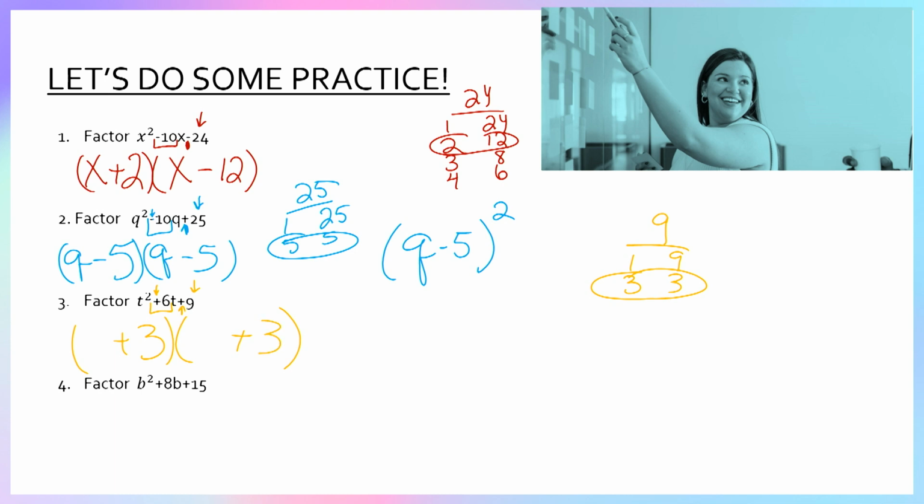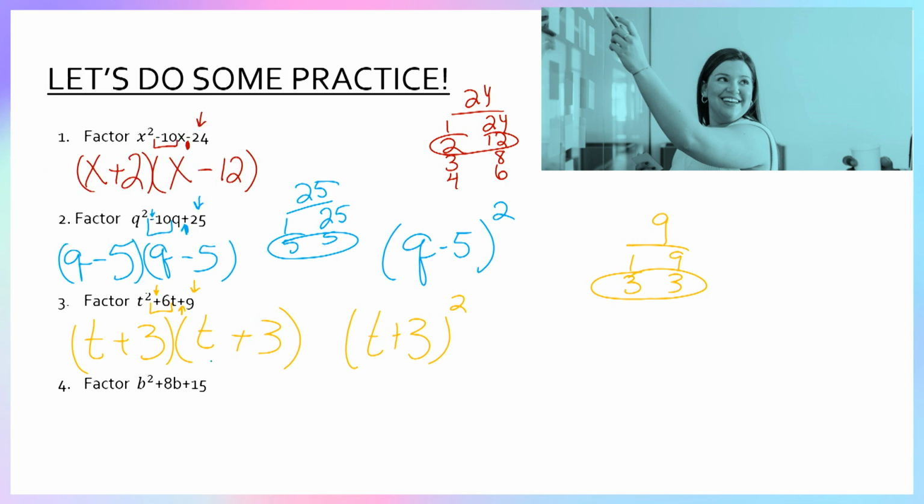And then the factors of t squared that give me t squared are t and t. When I see that they're the same, I can rewrite them. It is t plus 3 squared. Good job. Now let's look at this last one.